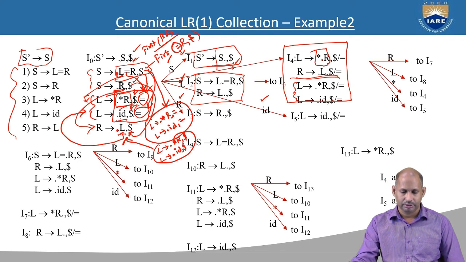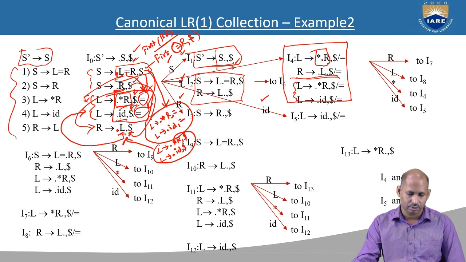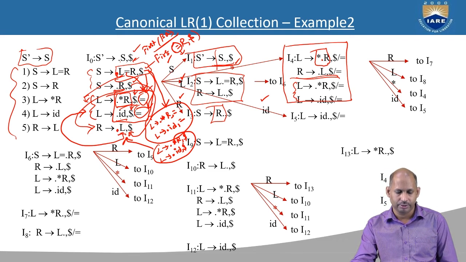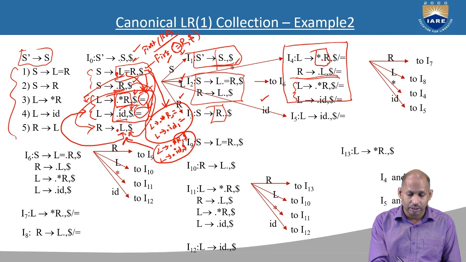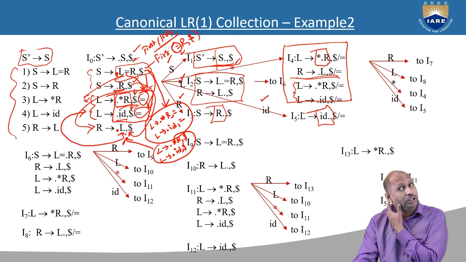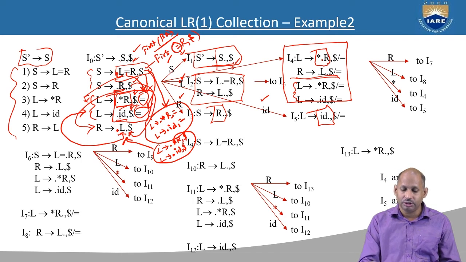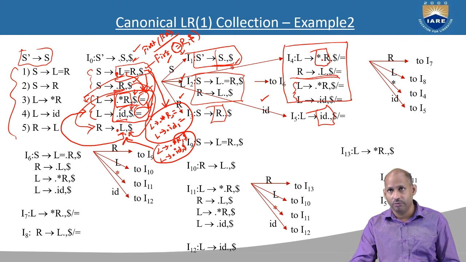Is it clear? Then on R, dot R becomes R dot. ID, dot ID will become ID dot. So I0 has 5 goto operations: on S, on L, on R, on multiplication, on ID. So these are the 5 resultant closure operations: I1, I2, I3, I4, I5.